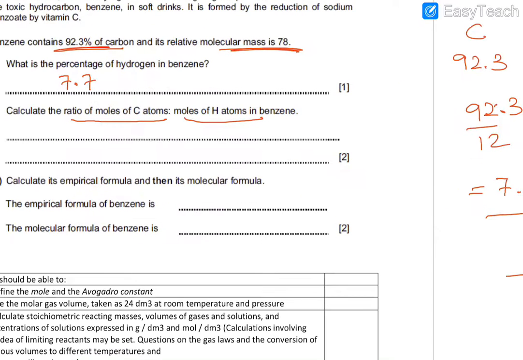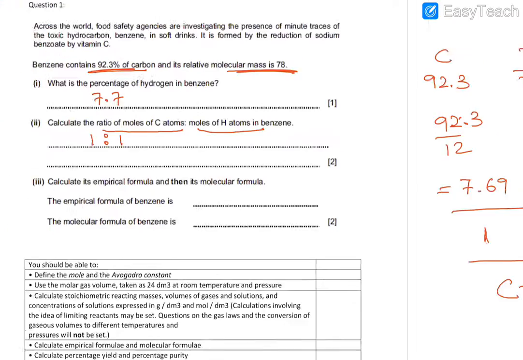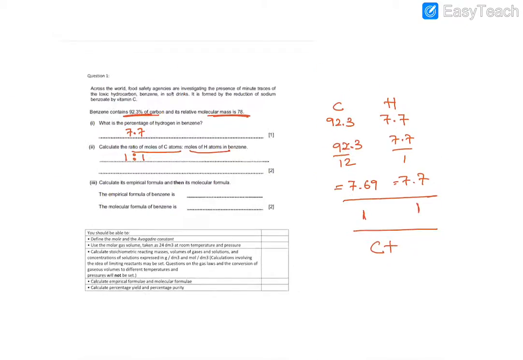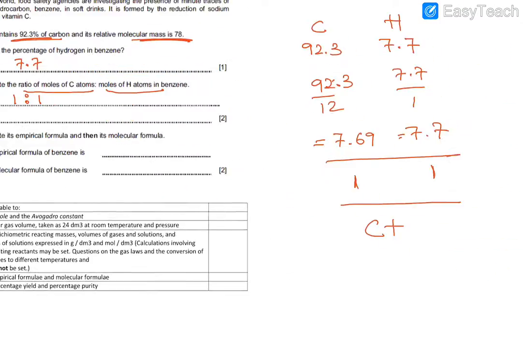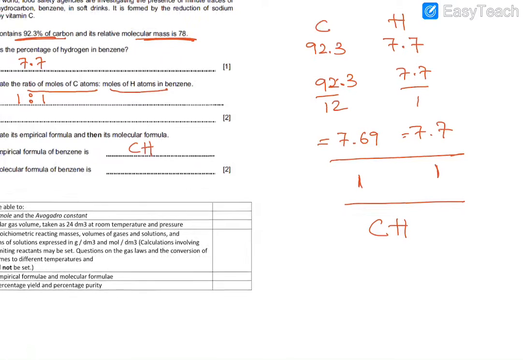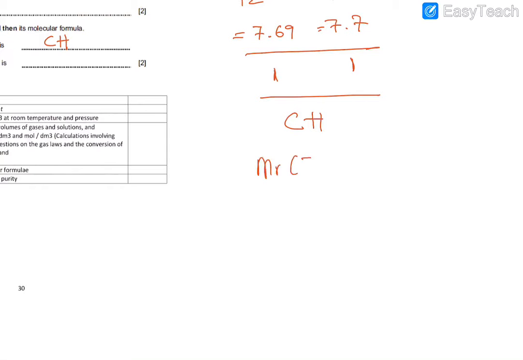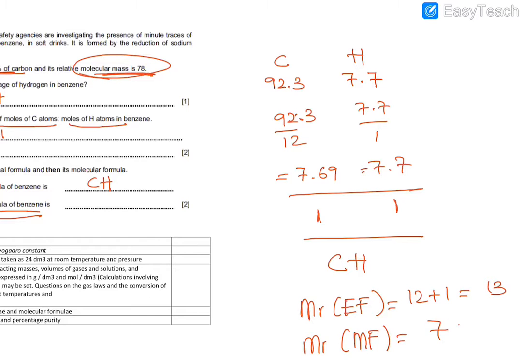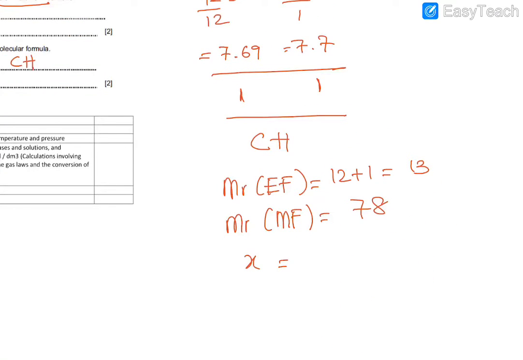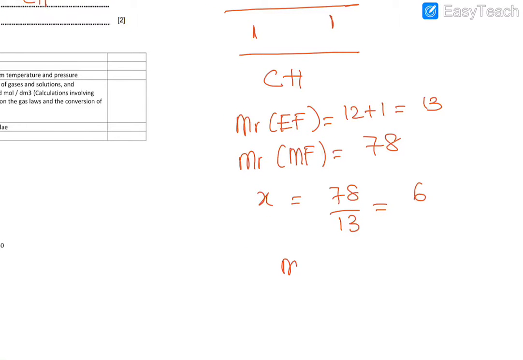So mole ratio is 1:1. So that's the mole ratio. And then calculate the empirical formula. Empirical formula is CH. For the molecular formula, you need the Mr. So Mr of empirical, that's 12 plus 1. Mr of molecular formula, that's given, 78. Therefore, value of X is 6. Therefore, molecular formula is C6H6.